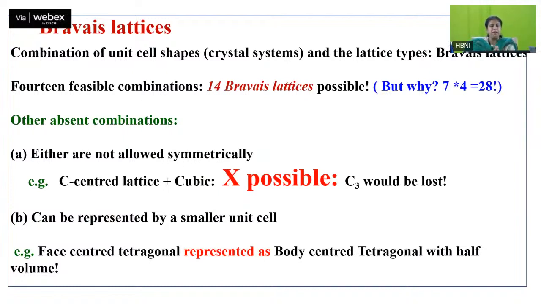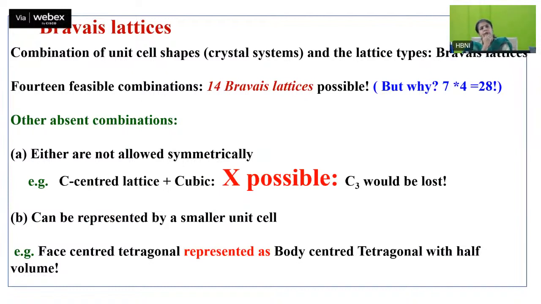Bravais lattice is a combination of unit cell shapes, which we know are seven crystal systems, and the lattice types, which we also know are of four types. We just studied them in the previous slide. So now, the combination of unit cell shape and the lattice type gives us the Bravais lattice. Now I'll tell you there are 14 Bravais lattices possible. The question that immediately arises, we are talking of combinations, right? So we have seven crystal systems and we have four lattice types.